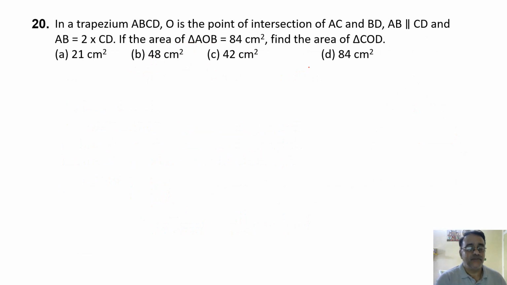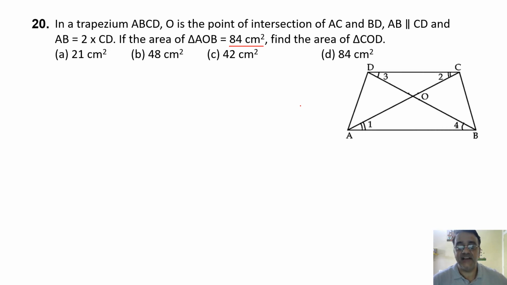In trapezium ABCD, O is the point of intersection of AC and BD. AB is parallel to CD and AB is equal to 2 times CD. If the area of triangle AOB is 84 centimeter square, find the area of triangle COD. So this is the rough figure. Now we are going to prove these two triangles similar. Okay, so angle 1 is equal to angle 2, angle 4 is equal to angle 3, alternate interior angles.